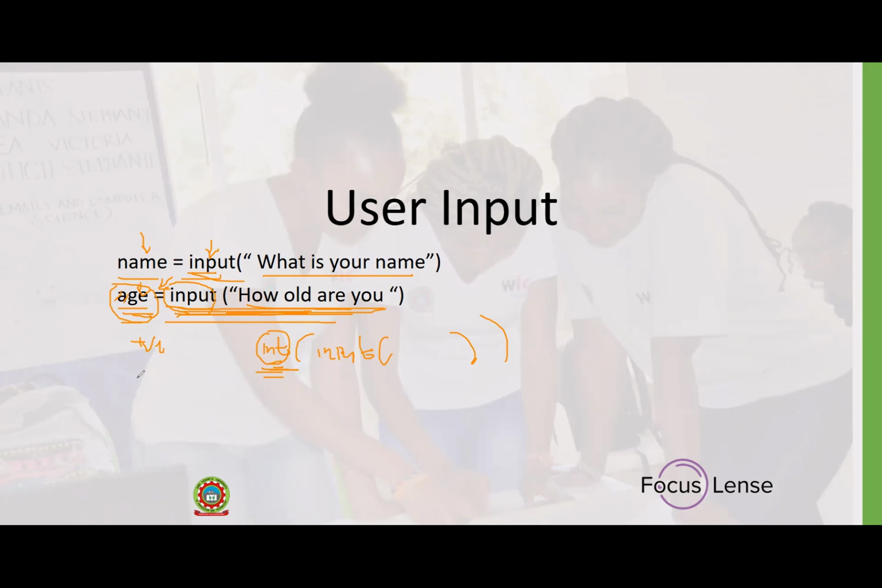So if you want to get, for example, weight, which is normally a float, or anything which you want as a number, you first of all put this word int outside here. Int into bracket, input, how old are you? Then what you will get there is an integer. Okay, so we did that.